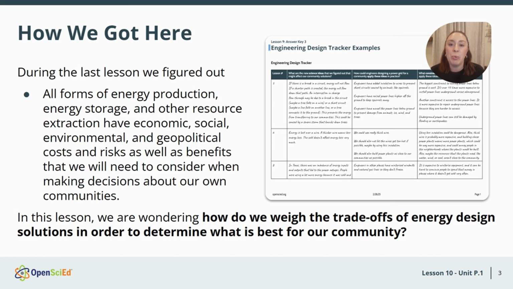If you recall in lesson 9, where we were focusing on energy storage solutions, we realized that all forms of energy production and storage and extraction have costs as well as benefits that we need to consider. And remember, when we're saying costs, we don't just mean financial or economic costs. We also mean social, environmental, and geopolitical costs as well. So here in lesson 10, we're wondering, how do we actually use all of these trade-offs, and how do we weigh these trade-offs to help us actually determine what is best for a design solution for our community?